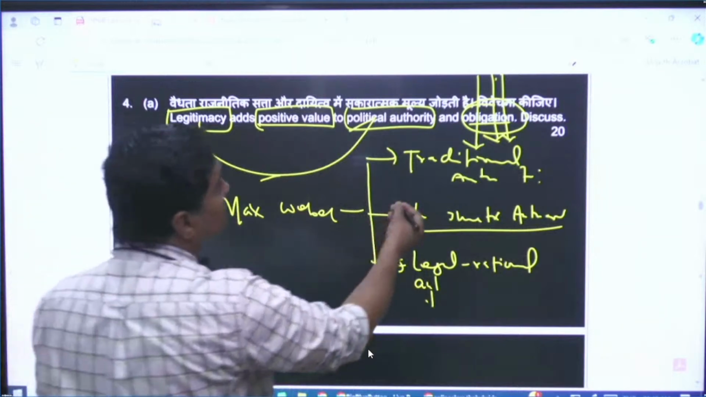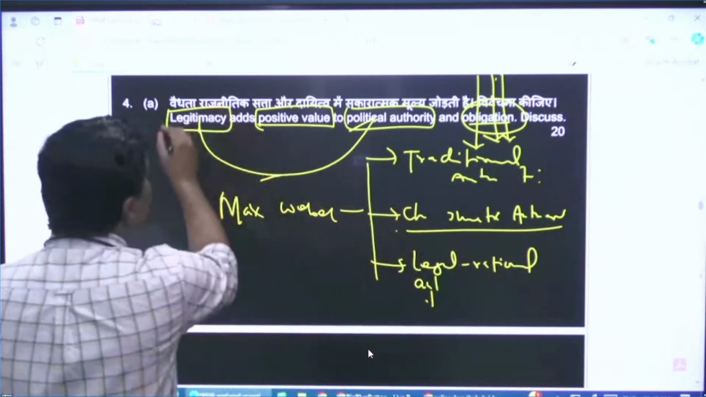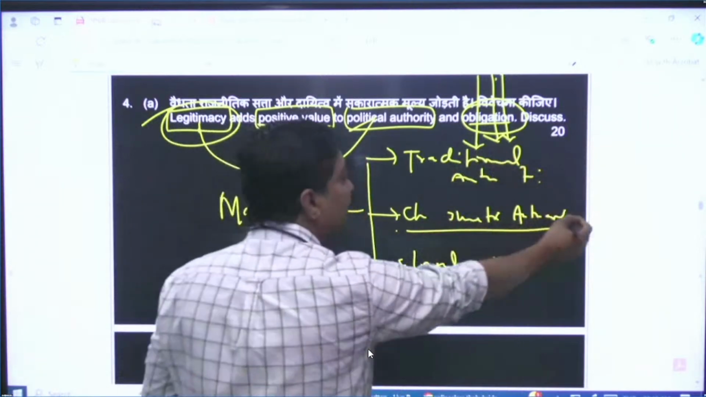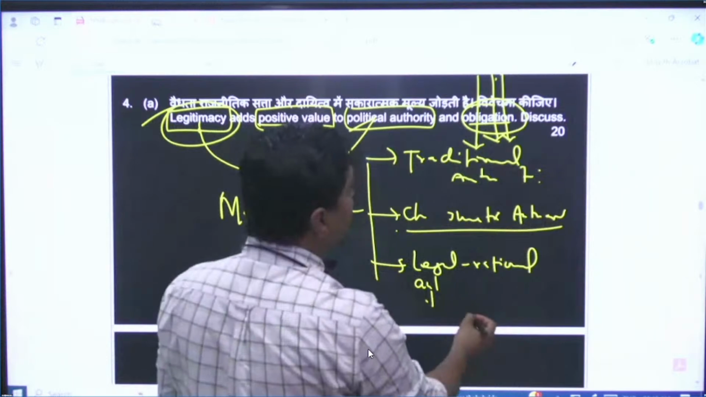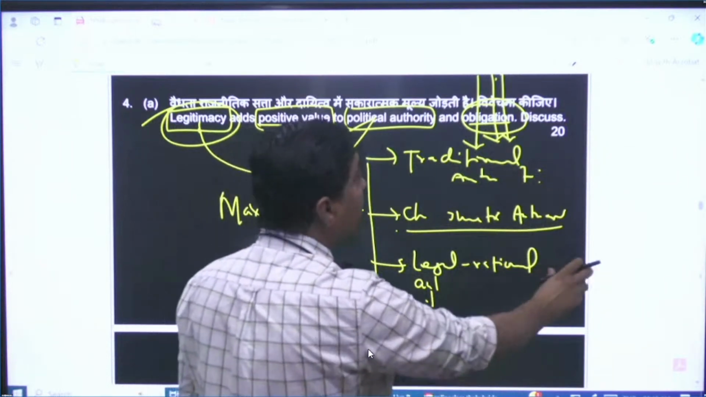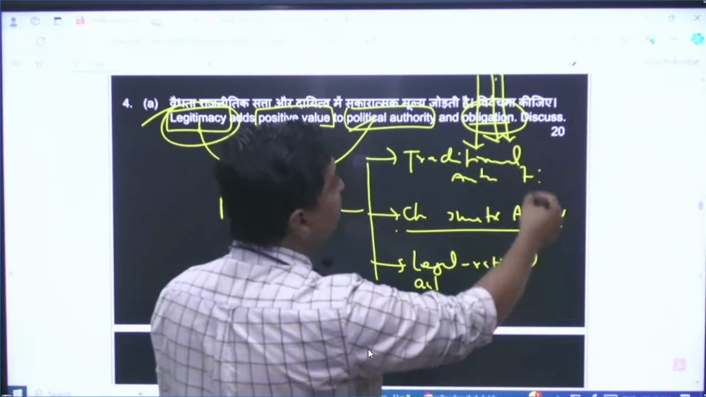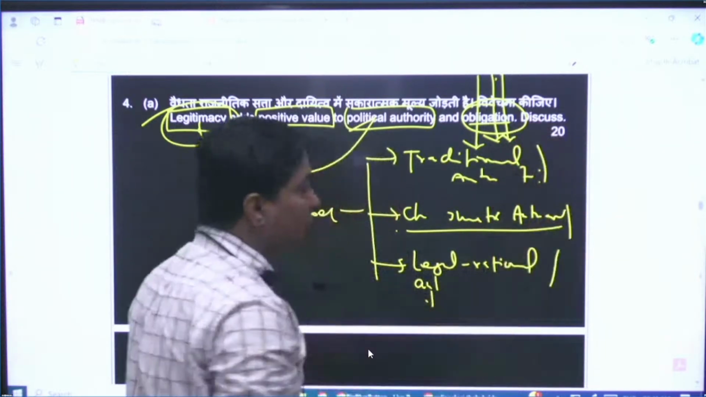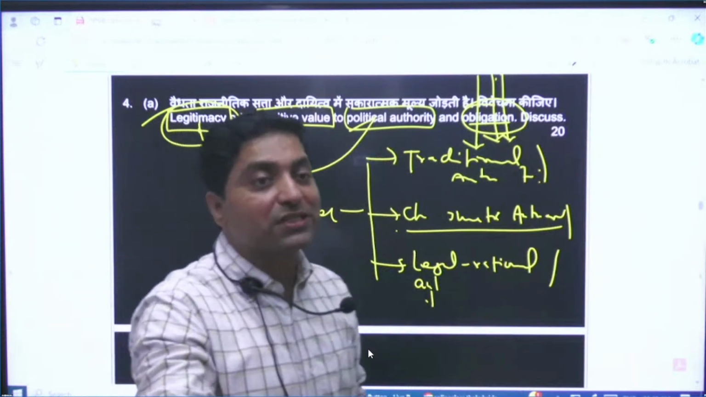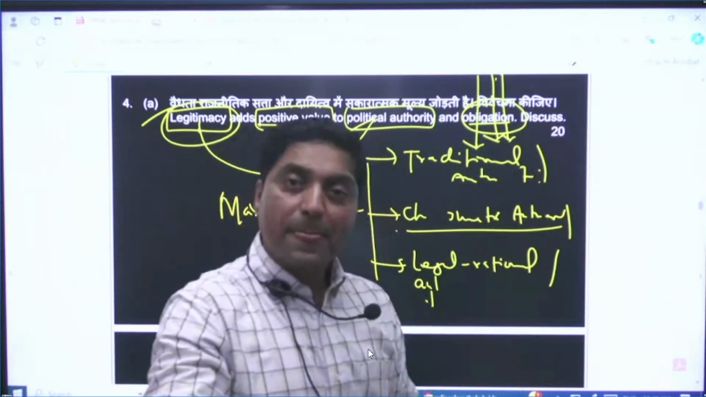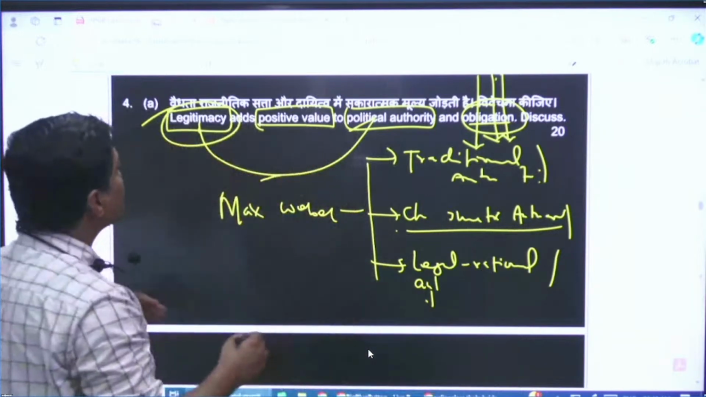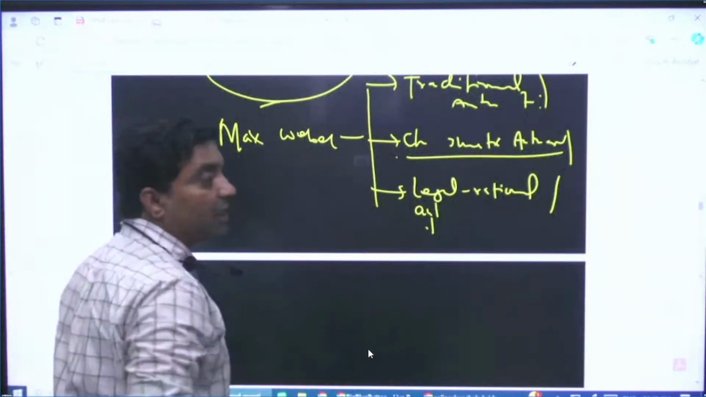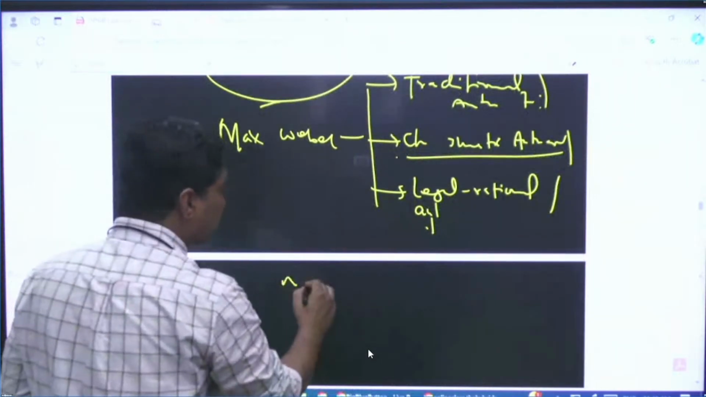Now, these three political authorities have three corresponding legitimacies, right? Traditional authority has traditional legitimacy, charismatic authority has charismatic legitimacy, and legal rational authority has legal rational legitimacy. And people obey depending on the society, depending on the situation they are put in, right? And accordingly, people obey. So what happens when there is no legitimacy? What if there is a crisis of legitimacy?